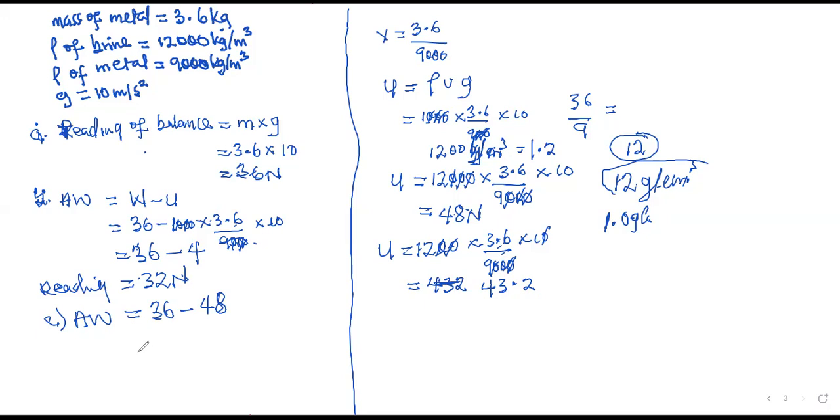So even in that case, the upthrust will still be greater than the real weight. So the problem with this is the value of the density of brine given to us is not so realistic. The upthrust is greater than the weight of the object, and so it will read negative. All right. So we've identified where the problem is from.